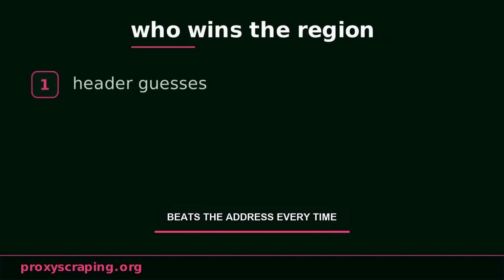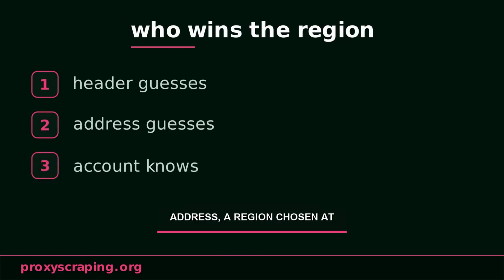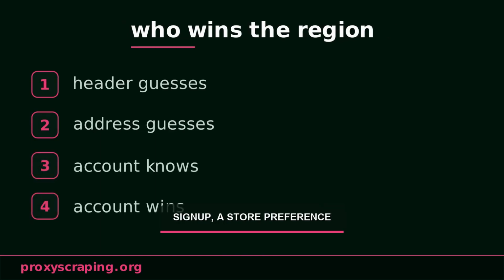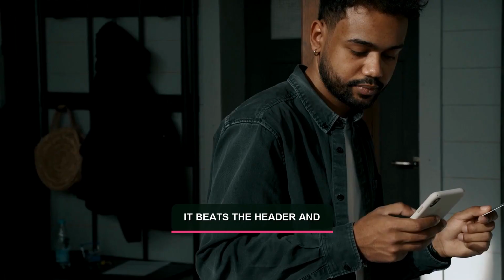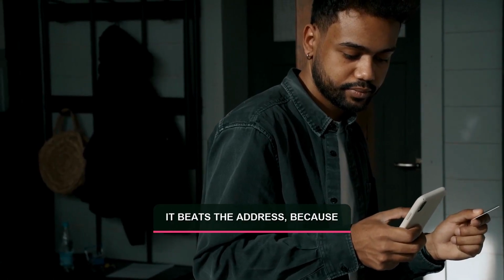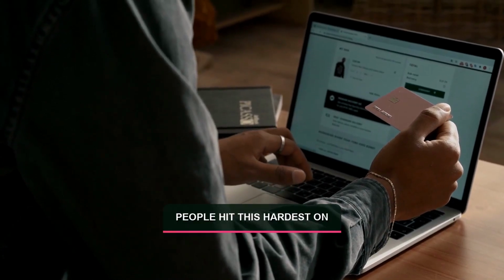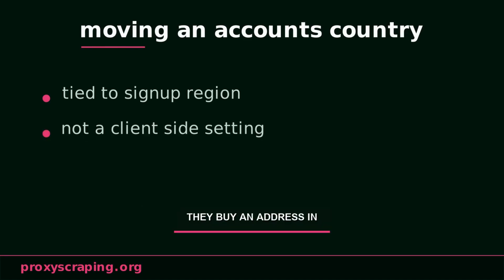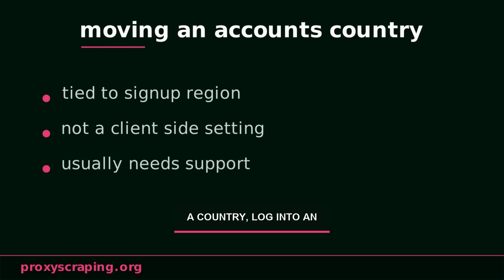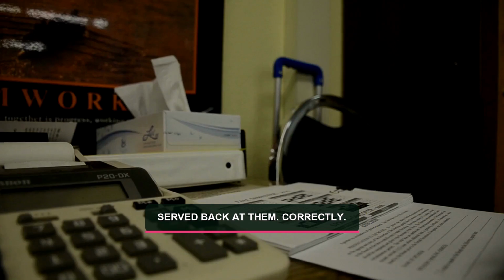The account beats the address every time. If you are logged in, the account carries a country of its own, a billing address, a region chosen at sign-up, a store preference buried in settings. That value wins. It beats the header and it beats the address because it is the one thing the site knows rather than guesses. People hit this hardest on storefronts and on anything with a subscription. They buy an address in a country, log into an account created somewhere else, and get the account's country served back at them.